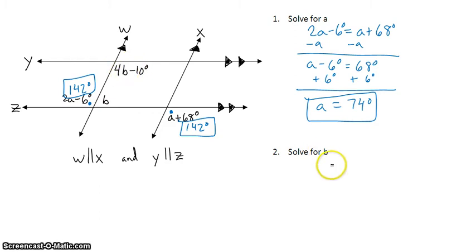So to solve for B, the equation that I'm going to set up this time is taking both of my angles and adding them together, and for an answer getting 180 degrees. This angle plus this angle are going to be supplementary. Once my equation is set up, solve for B. Collect like terms. And solve for B.